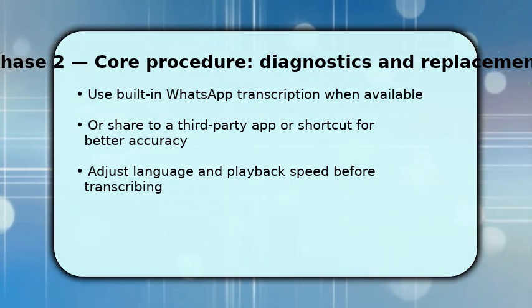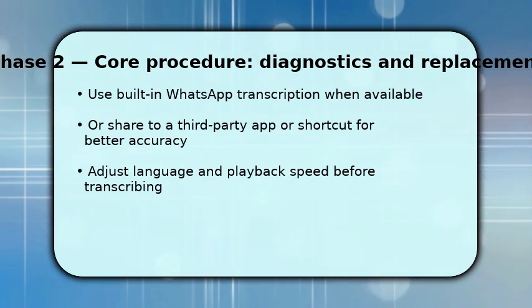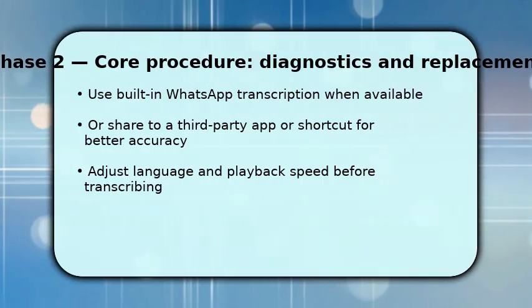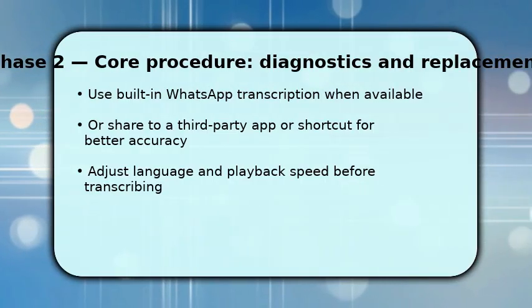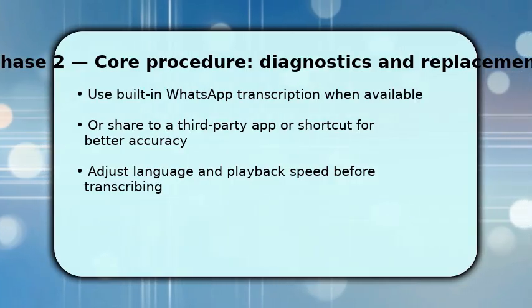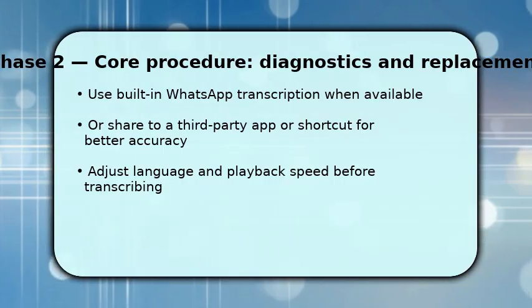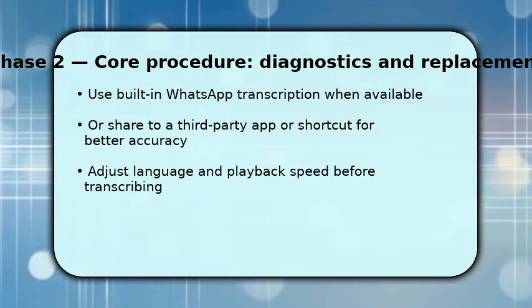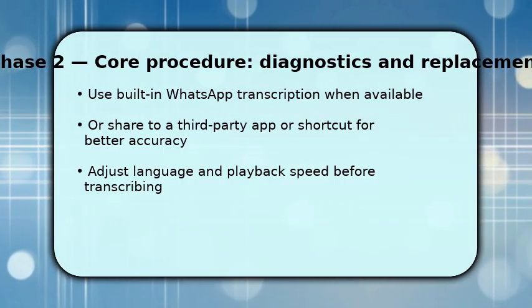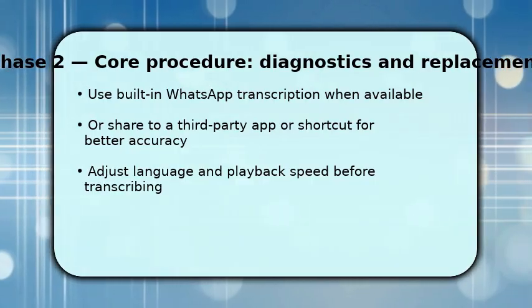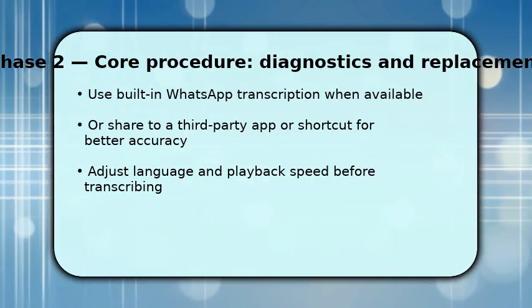If you need higher accuracy, share the clip to a trusted speech-to-text app or a shortcut that sends audio to your cloud service. Make sure to set the correct language, and if available, change playback speed to slow for clearer parsing. Once you select the method, start the transcription and watch for on-screen progress. This is the core execution step for best results.